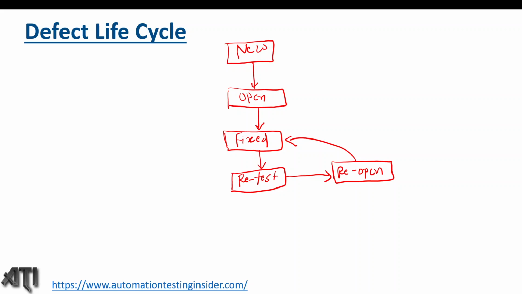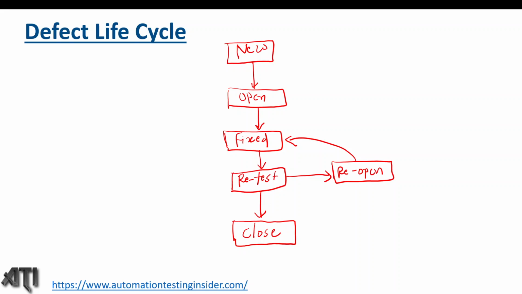Again we have to retest the defect, and if it is working this time, if it is working as expected, so what is the last status of the defect, guys? If it is working fine, then we will close the defect, which is the last status of the defect. So this is the complete defect life cycle, guys.